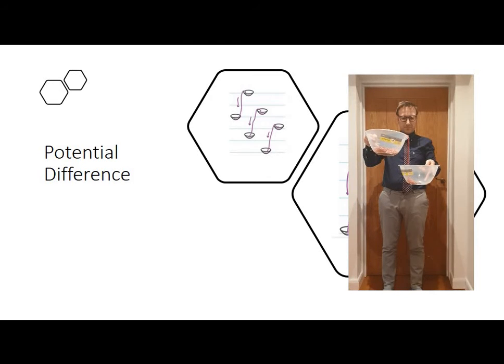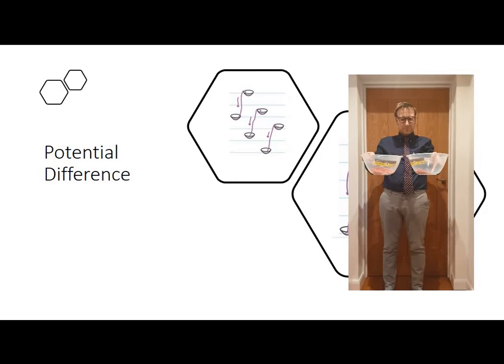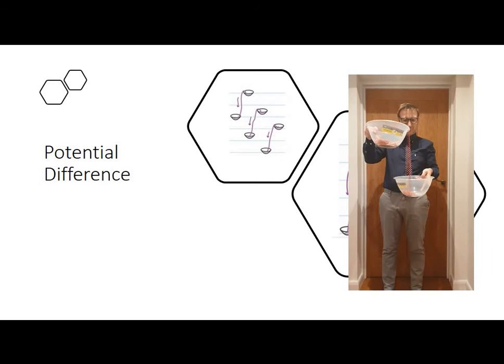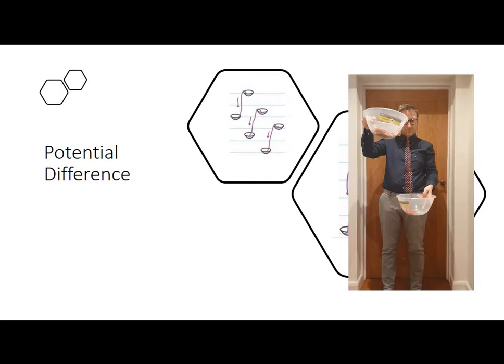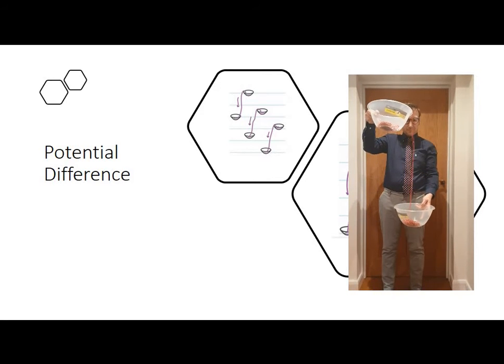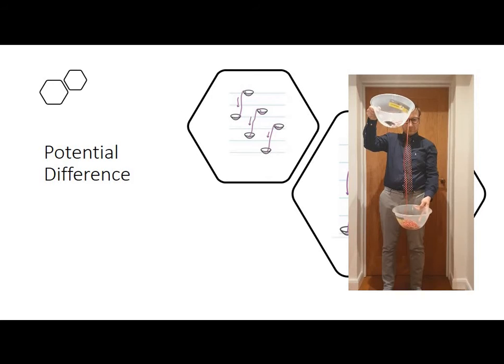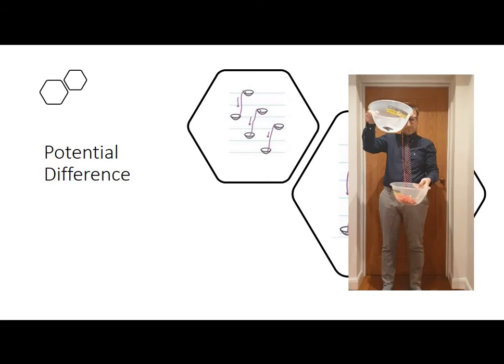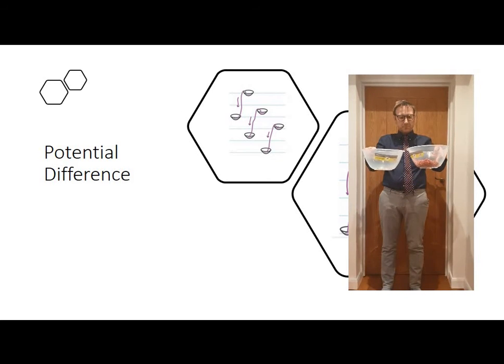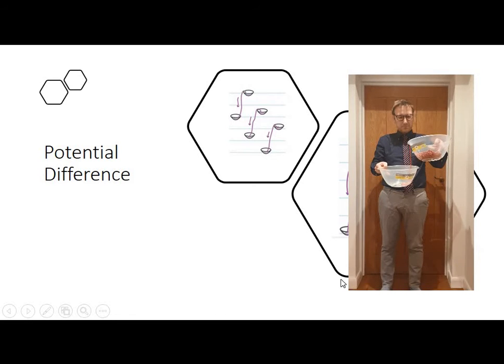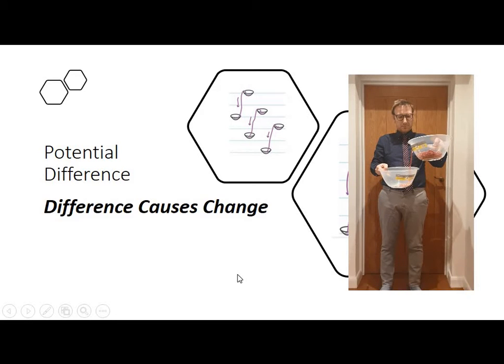Small potential difference, slow movement of electrons. No potential difference, no movement of electrons, therefore no flow of current. Big potential difference, fast current. Electrons are moving very, very quickly, and we get a much larger current. So what we're talking about here is the idea that a difference causes a change. This is our kind of tagline: difference causes change.